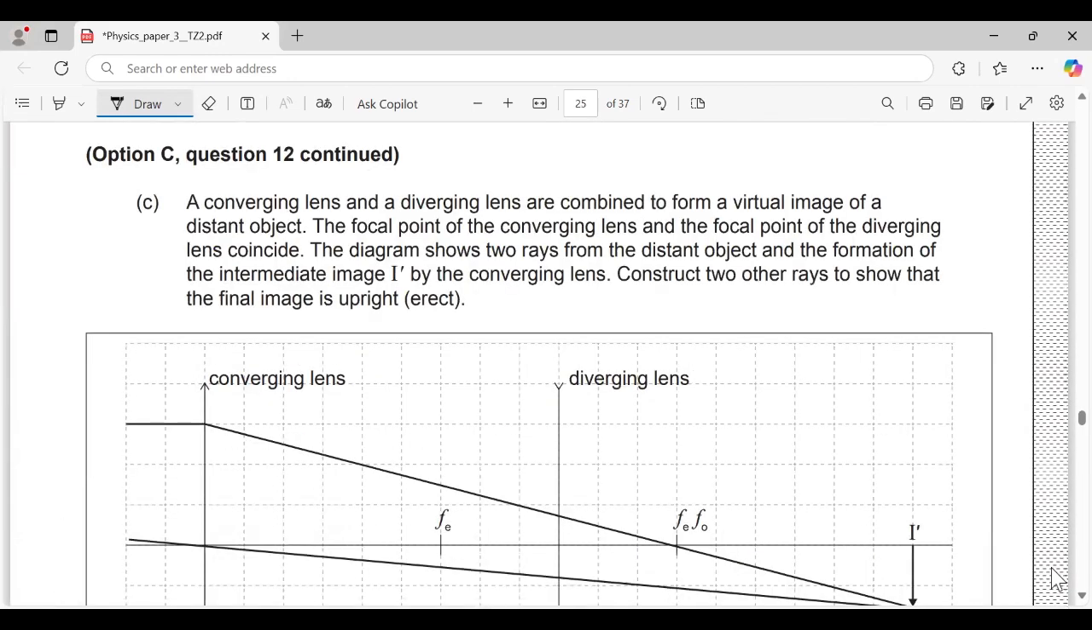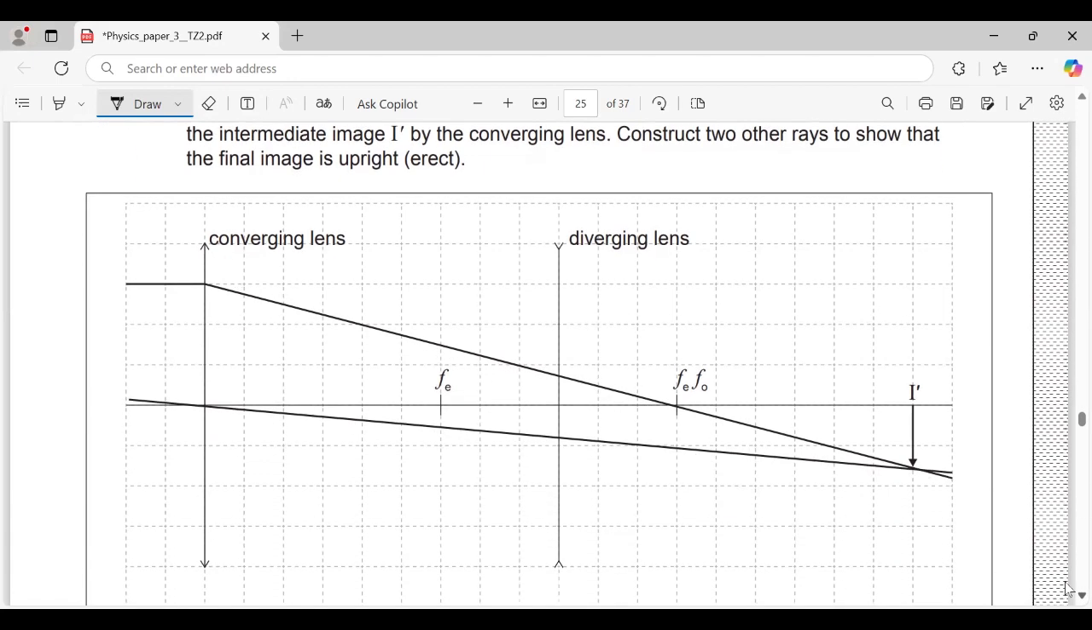A converging lens and a diverging lens are combined to form a virtual image of a distant object. The focal point of the converging lens and the focal point of the diverging lens coincide. The diagram shows two rays from the distant object and the formation of the intermediate image I by the converging lens. Construct two other rays to show that the final image is upright or erect.